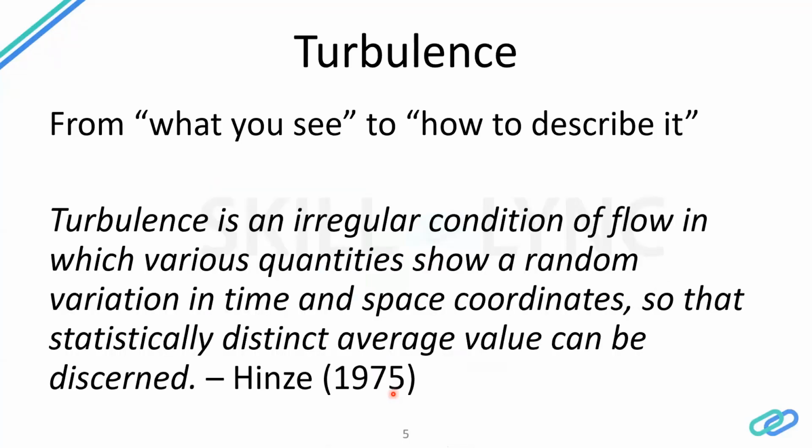We have made some observations, and Hinze actually put all these observations into a proper definition where he says turbulence is an irregular condition of flow in which quantities show a random variation in time and space. So this is what we observed. So that statistically distinct average could be discerned. And we saw that we can get an average out of all these details of the flow.